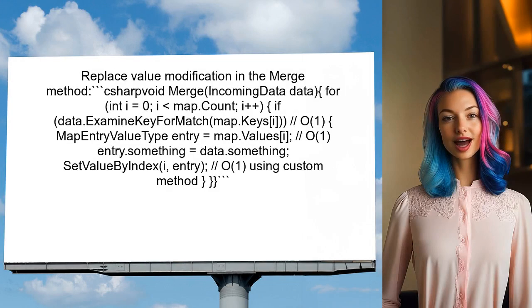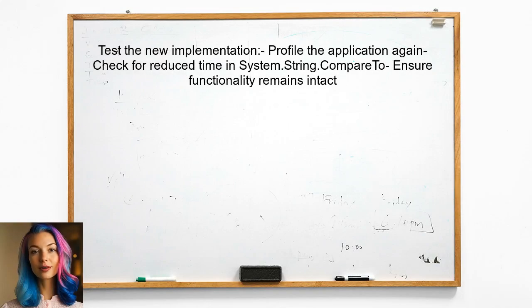Now, the user can replace the existing value modification logic in the merge method. Instead of using the key to modify values, they can call the new setValueByIndex method. Finally, the user should test the new implementation to ensure that it performs efficiently. They can profile the application again to confirm that the time spent in string comparisons has decreased.